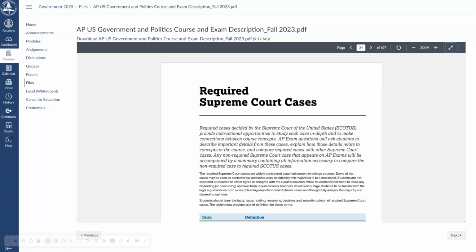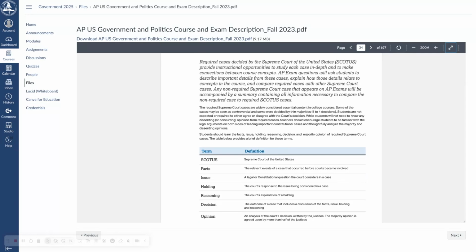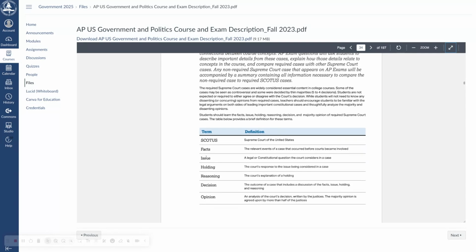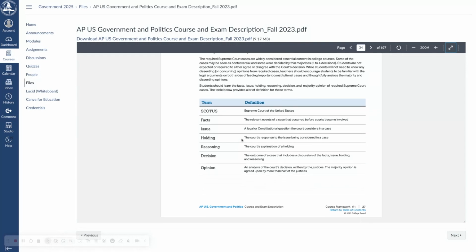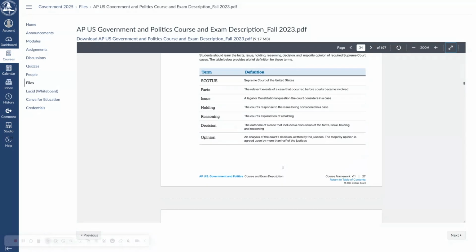So what are the 14 required Supreme Court cases you need to know for the AP GoPo exam, the Government and Politics exam? This is coming once again from the course exam description. And as you look at these Supreme Court cases or SCOTUS, these are some ideas that you'll want to know more about: the facts, the relevant events to the case; the issue, a legal or constitutional question the court considers in a case; holding, the court's response to the issue; reasoning, the court's explanation; decision, the outcome of the case; and opinion, an analysis of the court's decision.